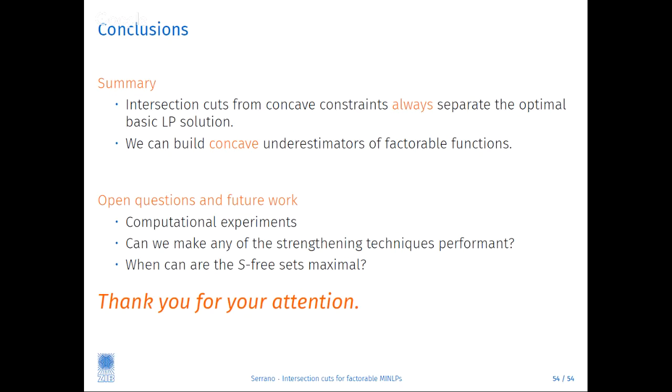So do you have any idea how it works? Any experiments with simple functions? So we are implementing it for quadratic constraints. And so far, we haven't seen very good results. But we recently came up with a way of generating better concave underestimators so that the S-free sets are actually bigger now. And we're going to try this now.